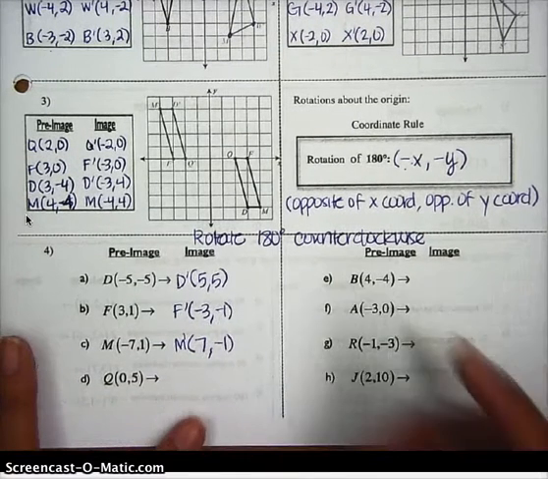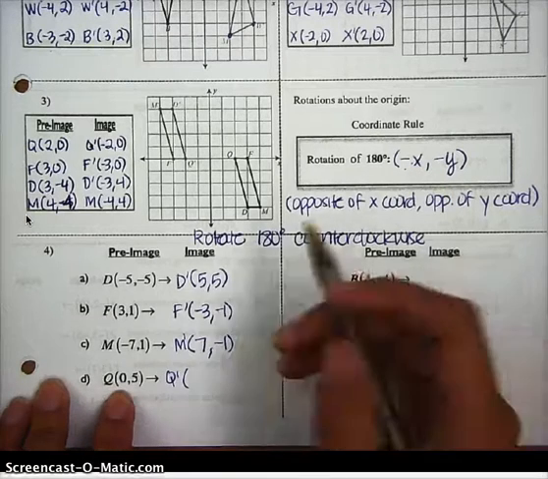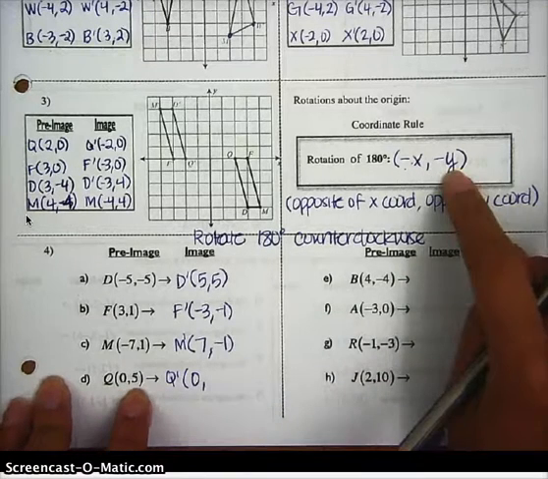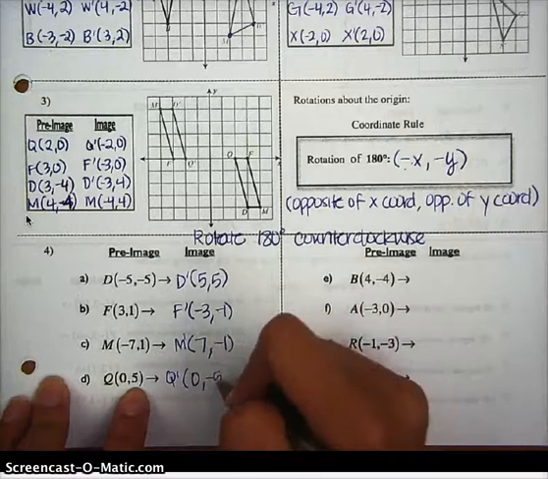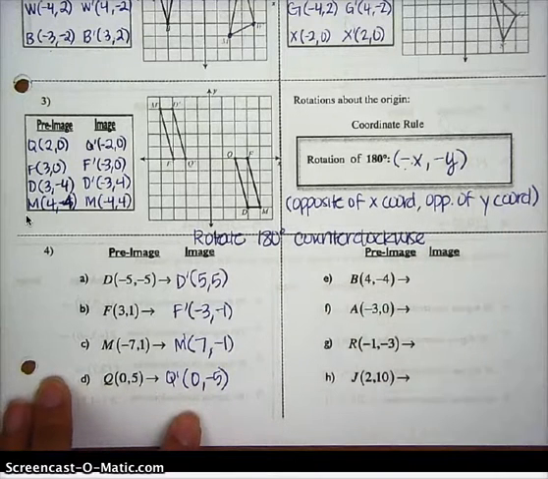So for Q prime, help me out for the last one. For Q prime, I'm going to take the opposite of x, so that would be 0. Is there such a thing as negative 0? No. And then I'm going to take the opposite of y, which is negative 5. Now I want you to go ahead and try E, F, G, and H on your own.